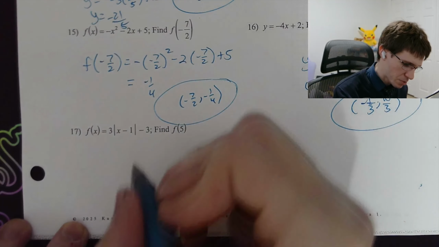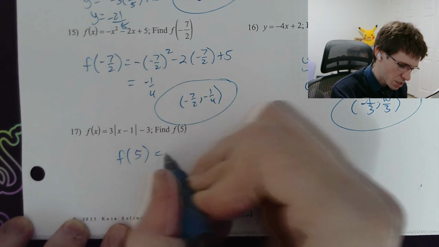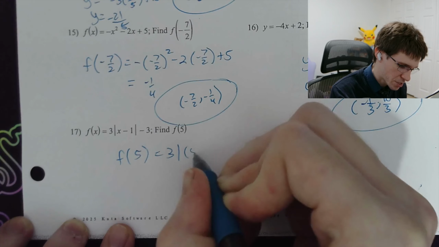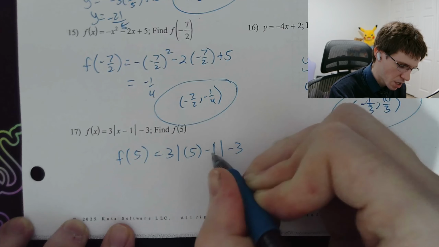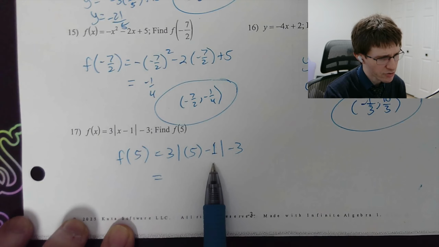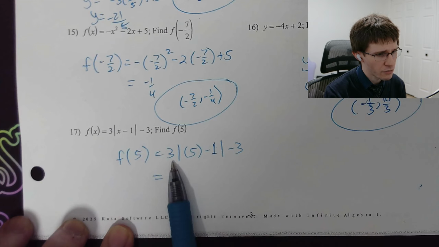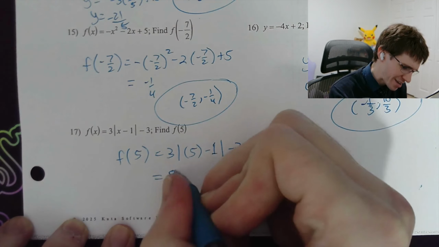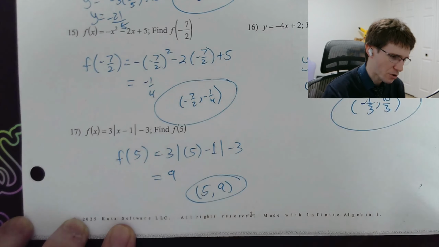Our last absolute value question looks like this. We've got f of 5 is equal to 3, absolute value, parentheses 5 minus 1, end absolute value, minus 3. Out of sheer laziness, I'm just going to do this in my head. 5 minus 1 is 4. Absolute value of 4 is 4. 4 times 3 is 12. 12 minus 3 is 9, and we are doing 5, comma 9 as our final answer.